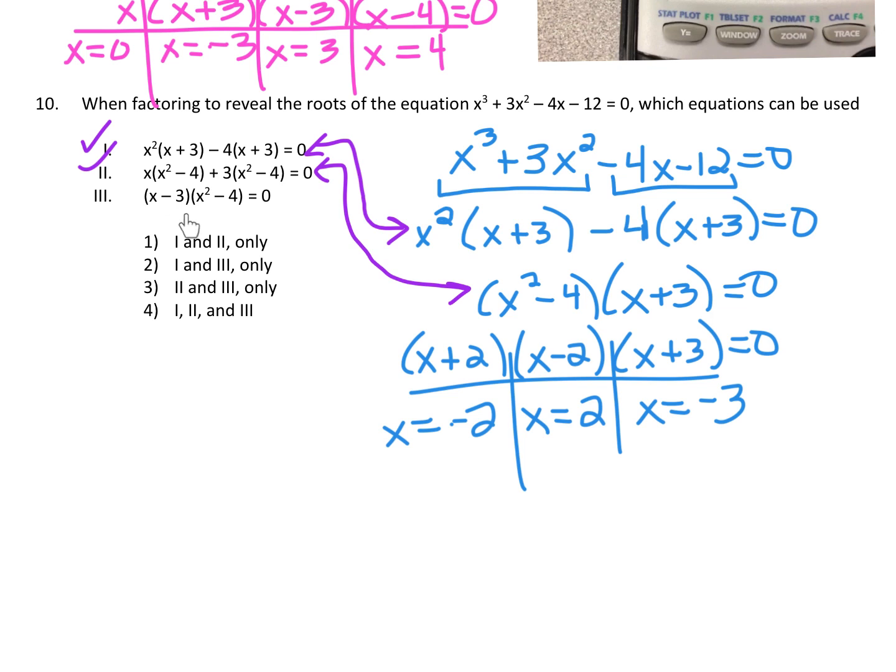Now, take a look at equation 3. Equation 3 does have the x squared minus 4, like we have. But this says x minus 3, and we have an x plus 3. So equation 3 is no good. That one's not going to work for us. So it looks like choice 1 says 1 and 2 only.